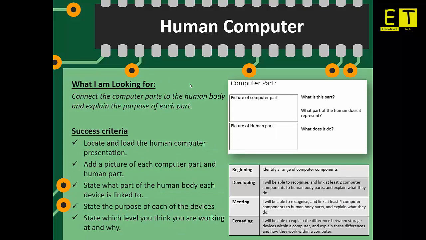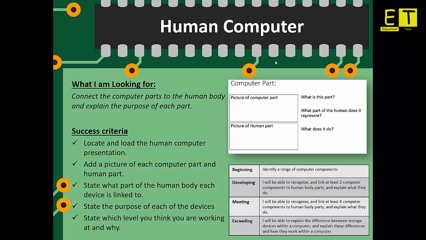What I am looking for. Connect the computer parts to the human body and explain the purpose of each part. So in order for you to be successful in this session, you need to locate and load the human computer presentation. You need to add a picture of each computer part and human part. State what part of the human body each device is linked to. State the purpose of each of the devices, and state which level you think you are working at, and give a reason as to why you believe you are working at that level.